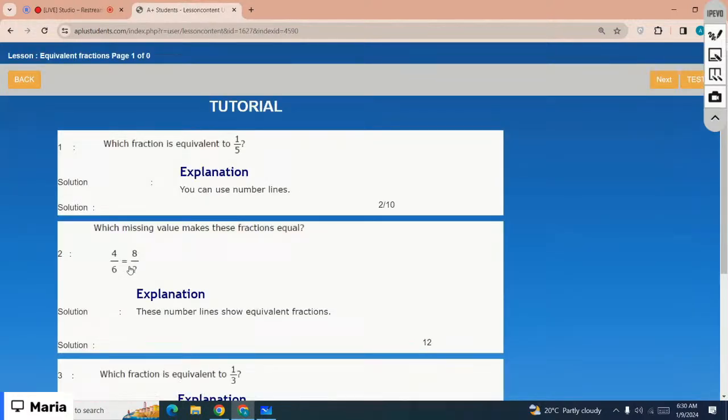Okay, so basically we are going to see which fraction is equivalent to the given one, right? For example, you are given 1 over 5. What fraction is equivalent to 1 out of 5, right? So how do you find the equivalent fractions?